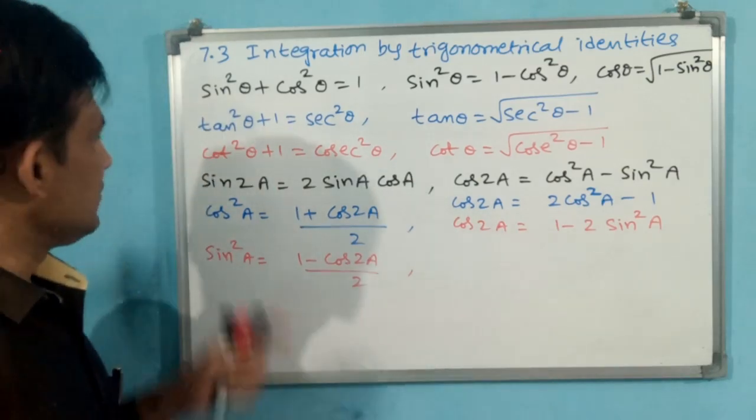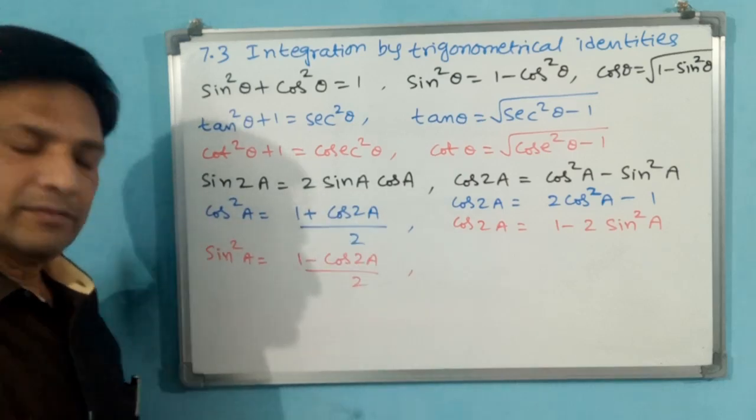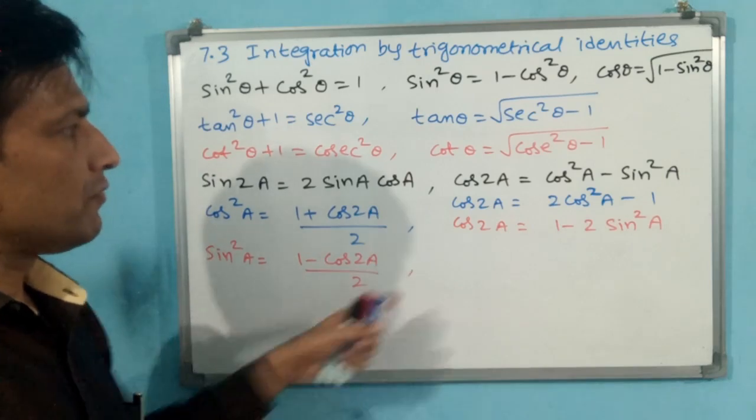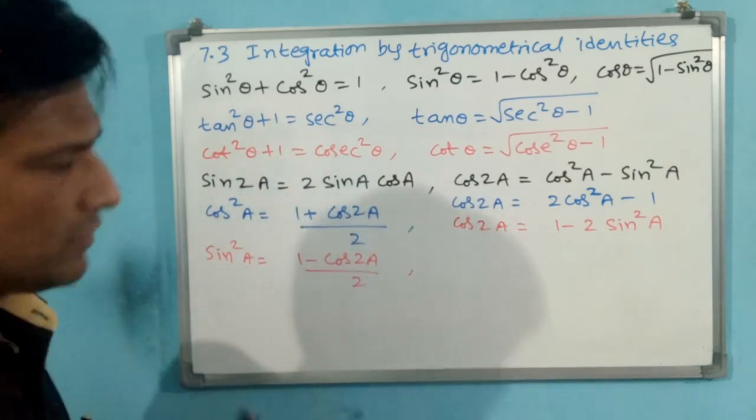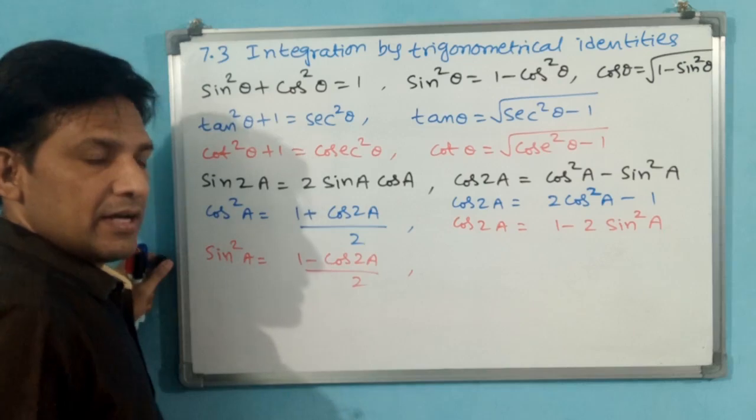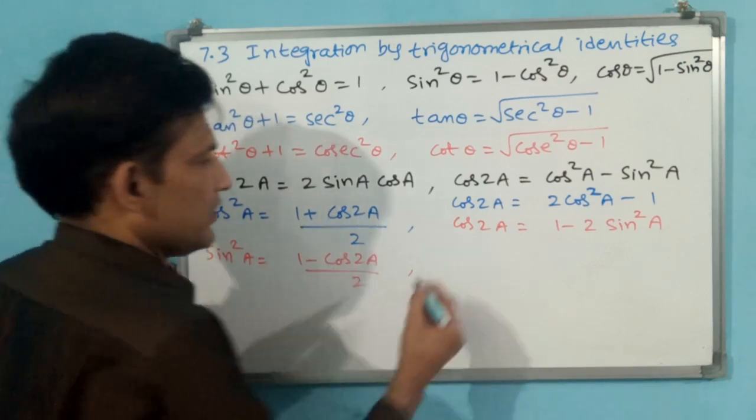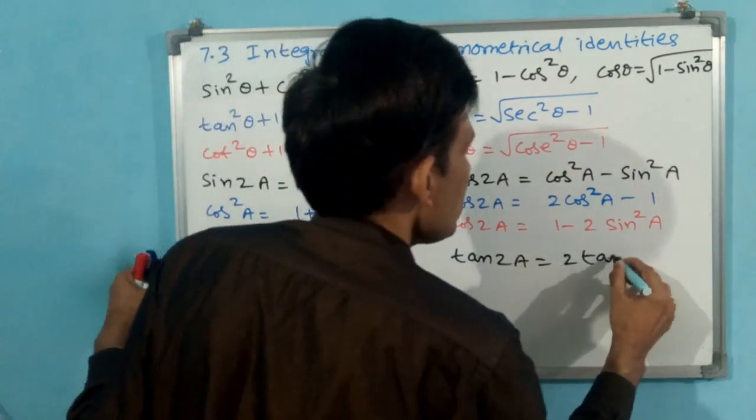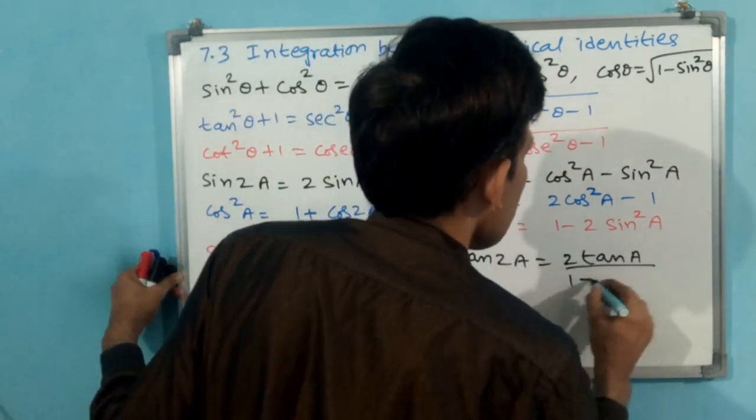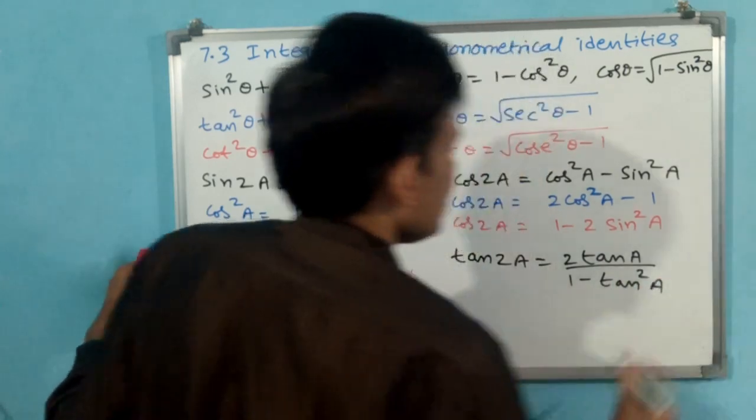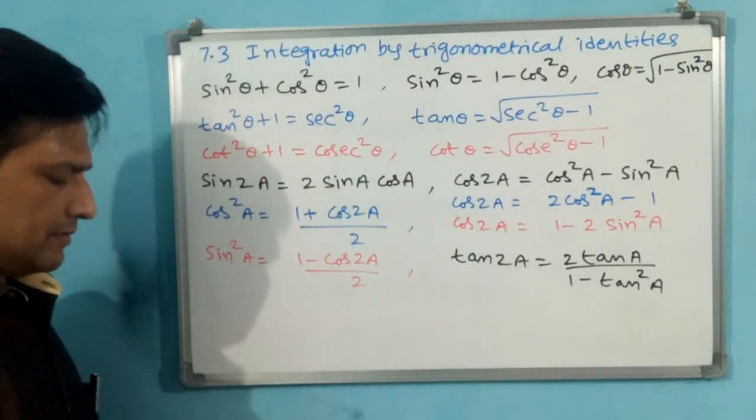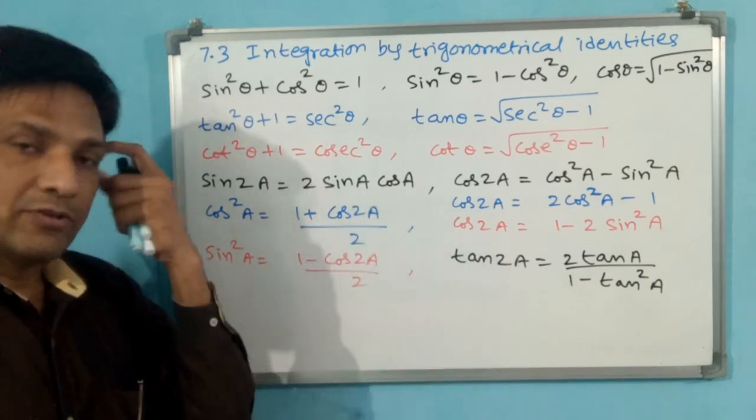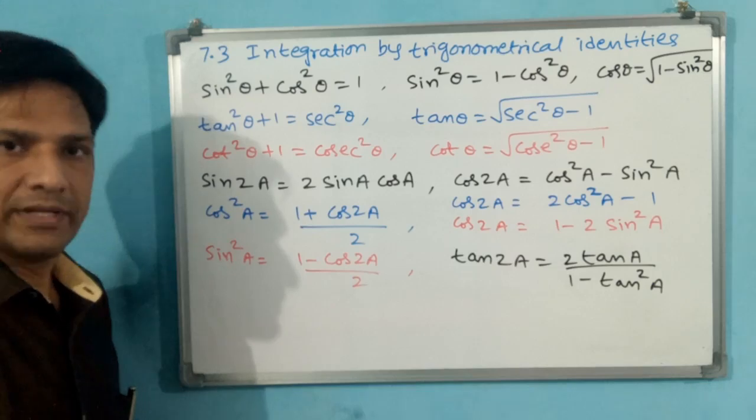This is about sin 2a and cos 2a. What about tan 2a? With tan 2a, again one more cos 2a and sin 2a will come. If you remember tan 2a, then sin 2a and cos 2a you can also remember. Tan 2a is equal to 2 tan a by 1 minus tan square a. That is the logic there. Tan 2a is equal to 2 tan a by 1 minus tan square a.